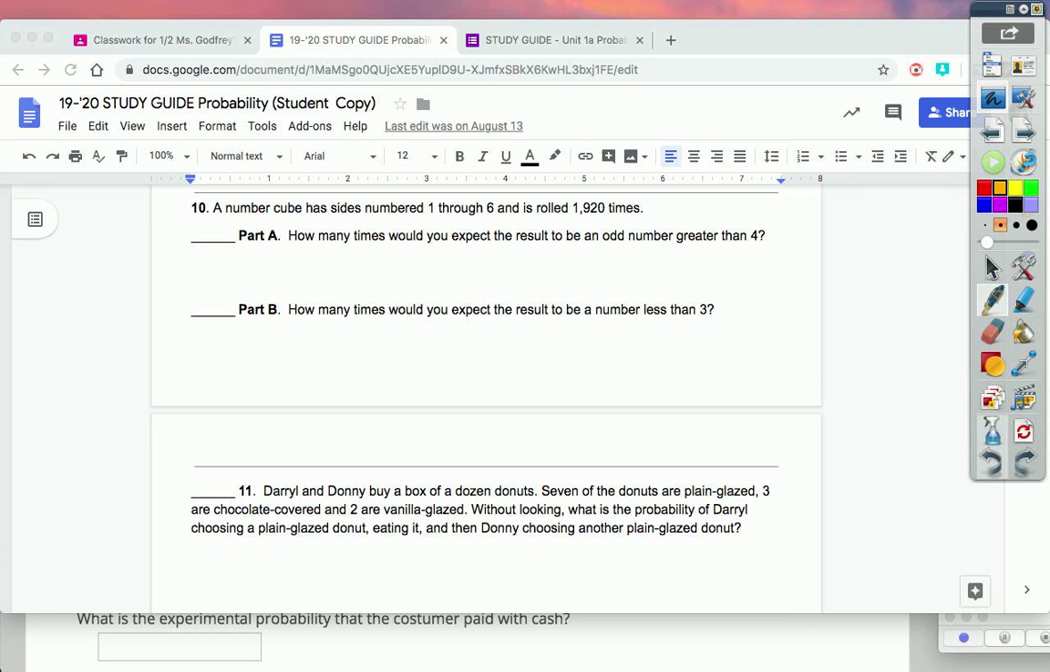So a cube has 6 sides numbered 1 through 6, and is rolled 1,920 times. Let me reread that one. A cube has sides numbered 1 through 6 and is rolled 1,920 times. How many times would you expect the results to be an odd number greater than 4? So the first thing I need to determine is my experimental probability, because I probably can't roll it 1,920 times.